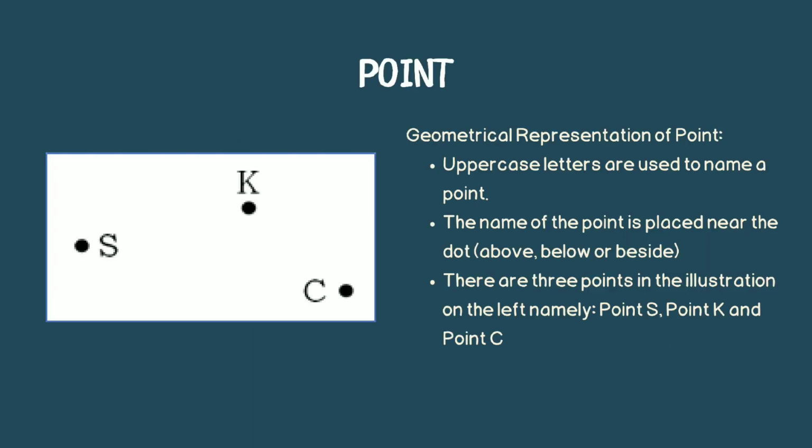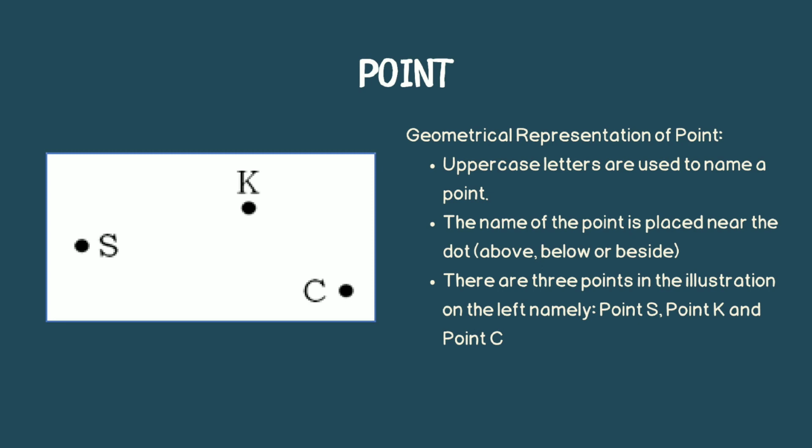Here is the geometrical representation of the point. Uppercase letters are used to name a point. The name of the point is placed near the dot, above, below, or beside the dot. In the illustration, there are 3 points, namely point S, point K, and point C.